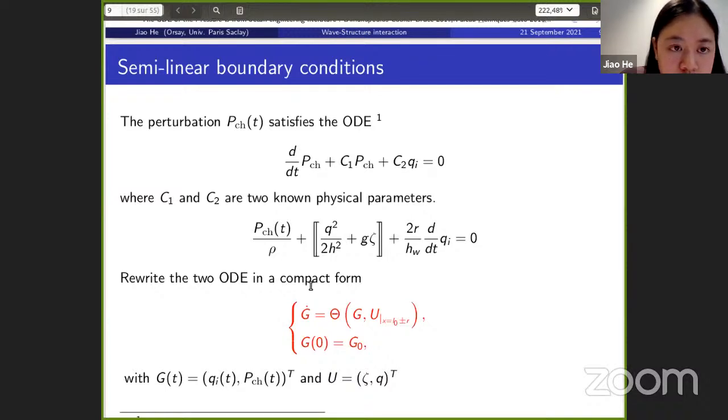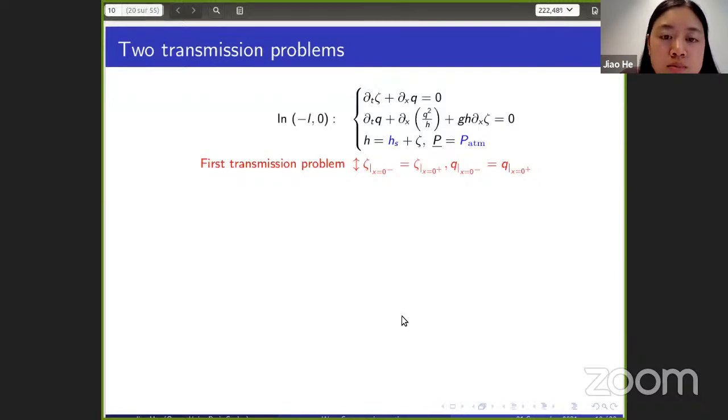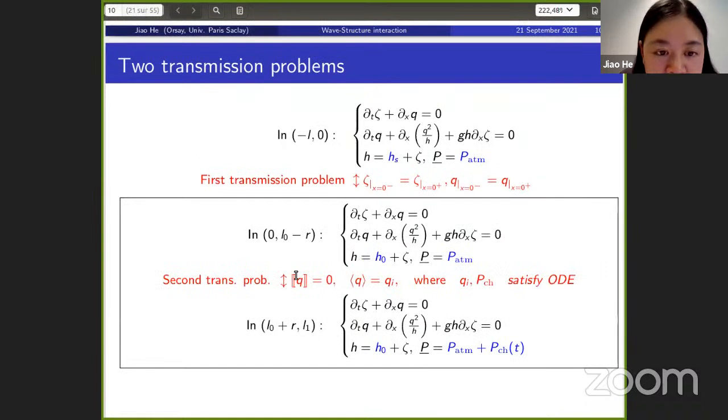This is the boundary condition. We call it the semi-linear boundary condition because it is just a function that depends on u and not on its derivative or others. So now we have derived two transmission problems. One is near the step, which is given by this red relation. The second is the transmission problem near the structure. We have the first transmission condition and the second transmission condition, where QI, the horizontal discharge in the interior domain, satisfies, and the P chamber satisfies the ODE.